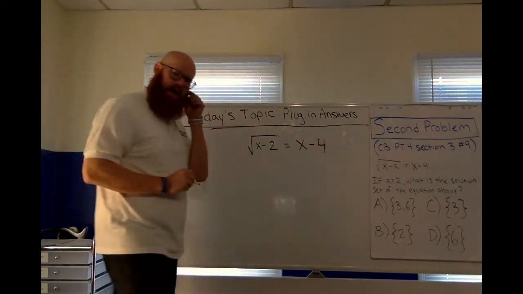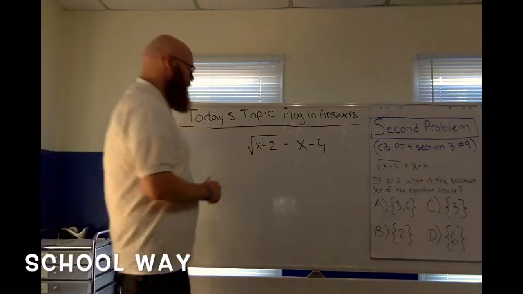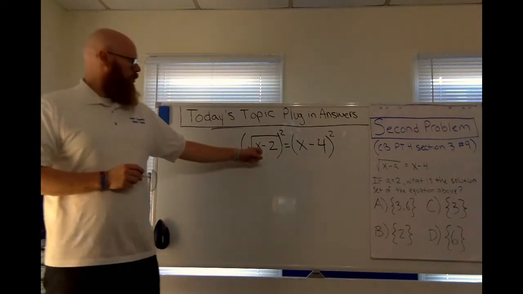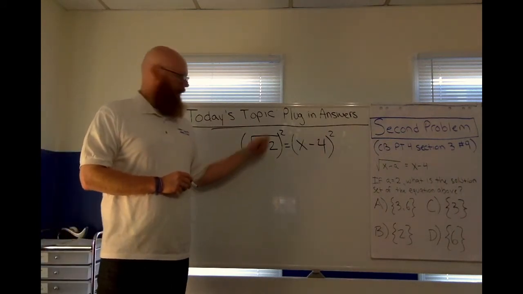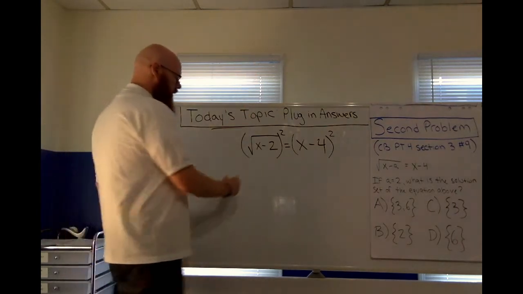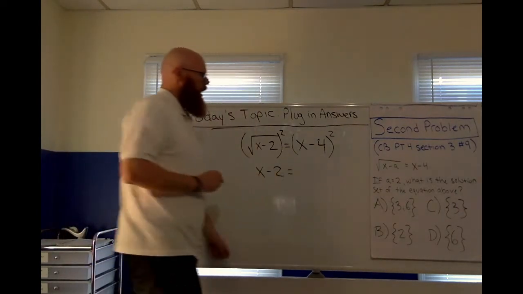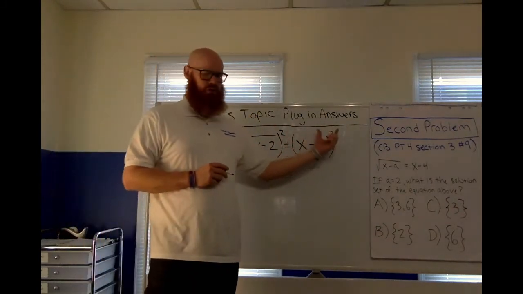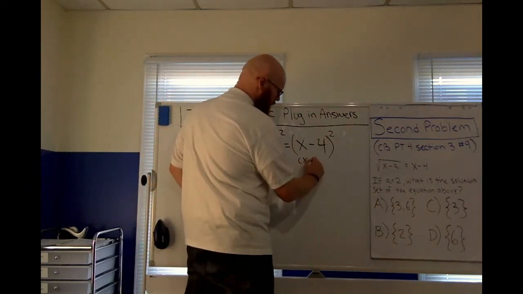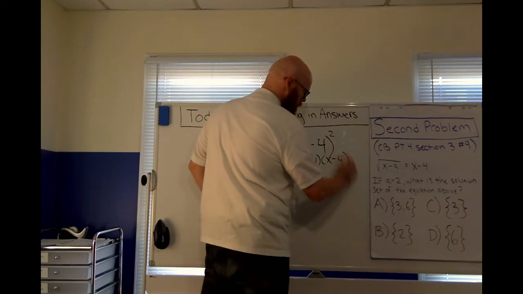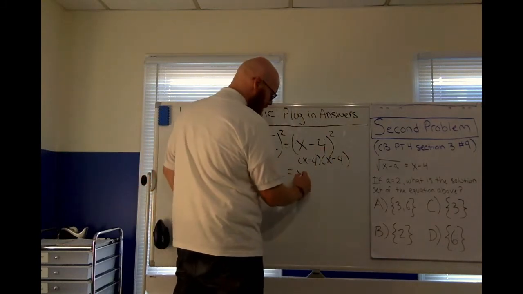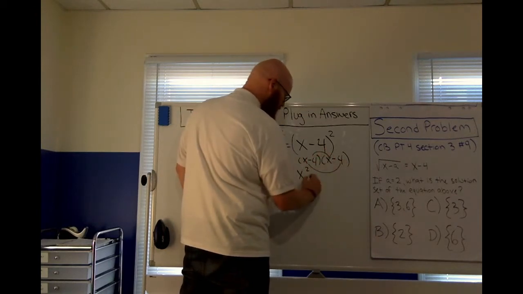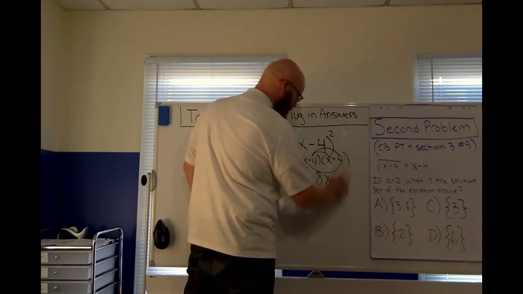If we take a look at the school way, what we would need to do is square both sides. If I square the left side, since I have a radical and it's being squared, they basically cancel each other out, and I get x minus 2. Now, be very careful. A lot of you might want to do x squared plus 16, but x minus 4 squared is actually x minus 4 times x minus 4. And if you multiply all those combinations out, you get x squared minus 4x minus 4x is minus 8x, and then finally plus 16.